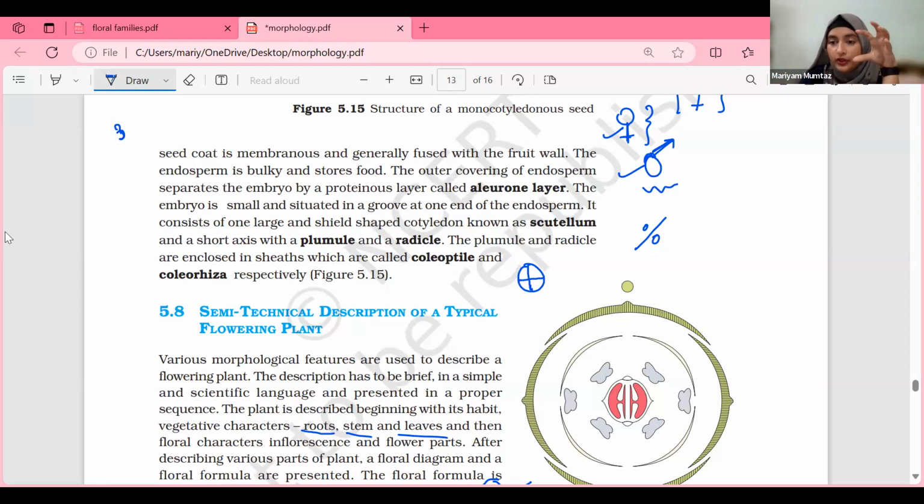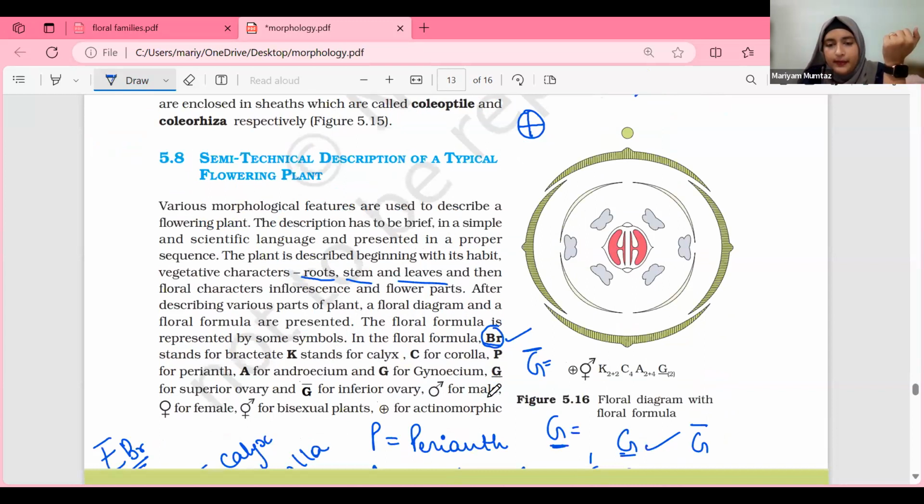So if you want to denote fusion in the floral formula, you would put it under the bracket. If we are talking about the corolla, and the corolla is present in multiples of 3, meaning it is trimerous and it is fused, I draw a bracket around it. So this denotes that the number of corolla is 3 or in multiples of 3 and they are fused. The bracket denotes fused. And when there is no bracket present, it denotes free. Understood?